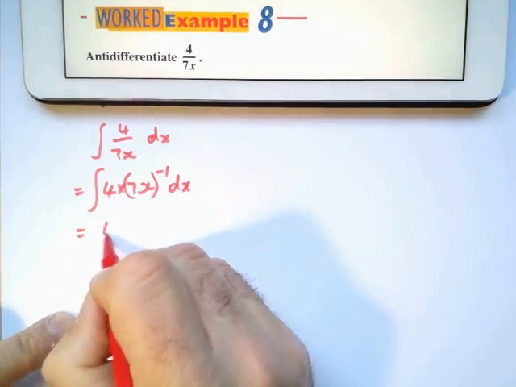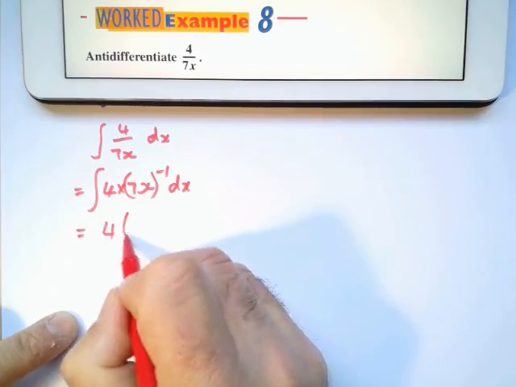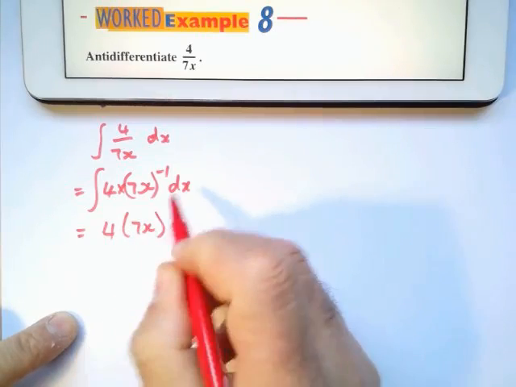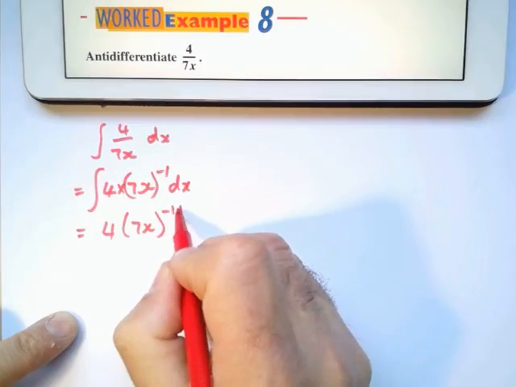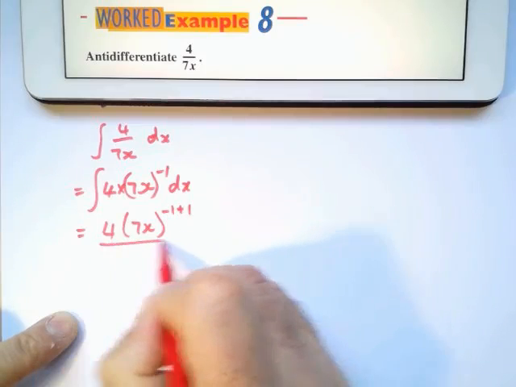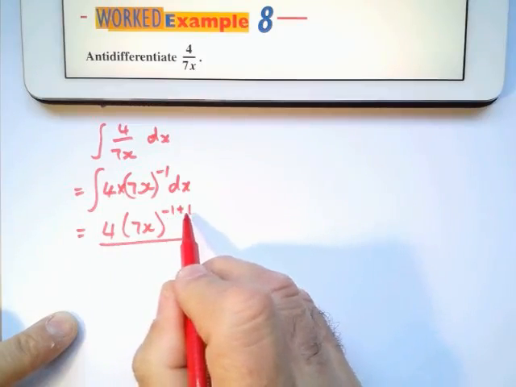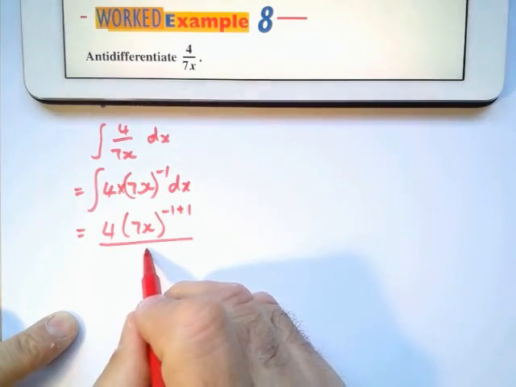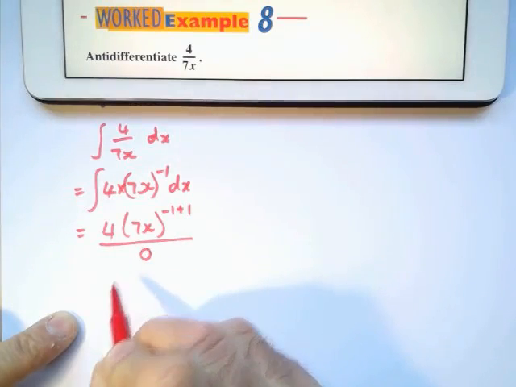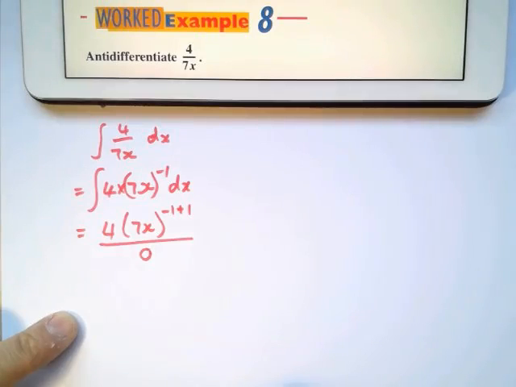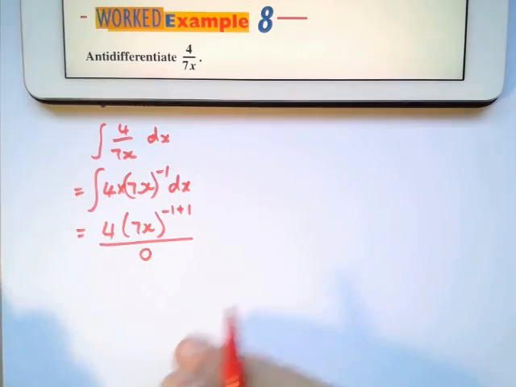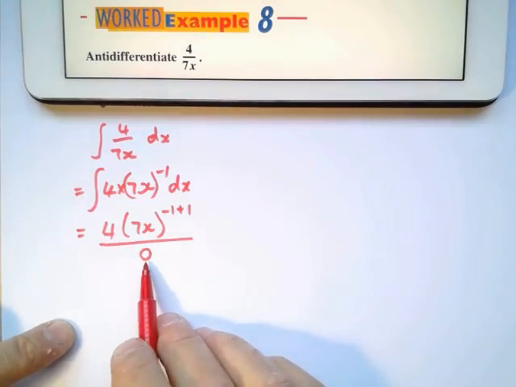Now I'm going to integrate. It's going to be 4, stays like that, 7x to the power minus 1 plus 1, divide by the new power, minus 1 plus 1. Okay. Alarm bells, everything is closing down. Cannot happen because I cannot divide by 0.